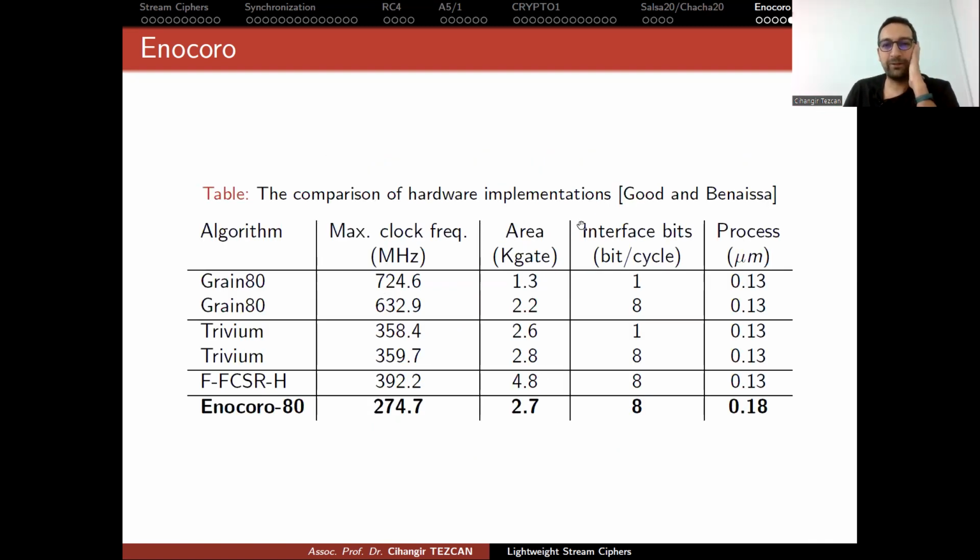Okay, the comparison of hardware implementations, I think this belongs to Good and Benaissa. So Enocoro achieves this many gates in area. It's very good compared to the other candidates, actually. Okay, but of course, we are now using a different technology, so it is not that easy to compare these two different technologies. Okay.